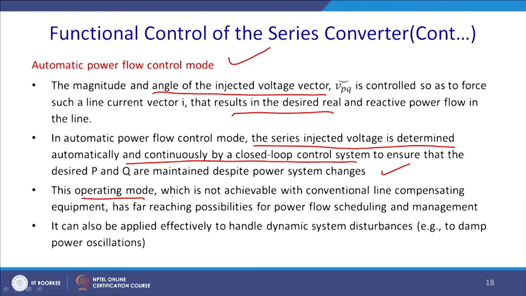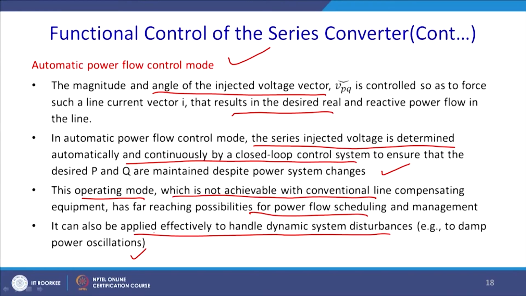This operating mode, which is not achievable with conventional line compensating equipment, has far reaching possibilities for power flow scheduling and management, because it can dynamically control the flow of power in the system. It can be applied effectively to handle dynamic system disturbances and dynamically damp out oscillations and improve transient stability. So, these are the cases where it is found to be very suitable.